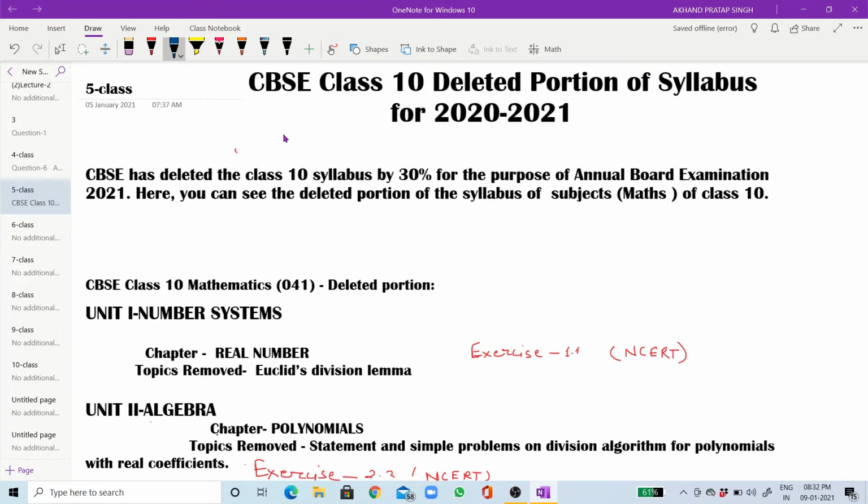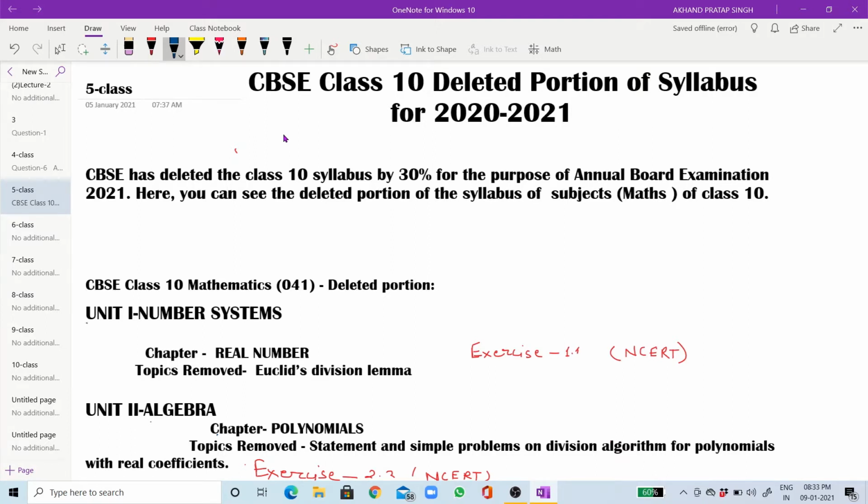In this video lecture, I will discuss the deleted portion of the CBSE 2020 and 2021 syllabus. The CBSE has decided to reduce 30% of the syllabus of your annual board examination 2021. Now here we have to discuss, so let's start.